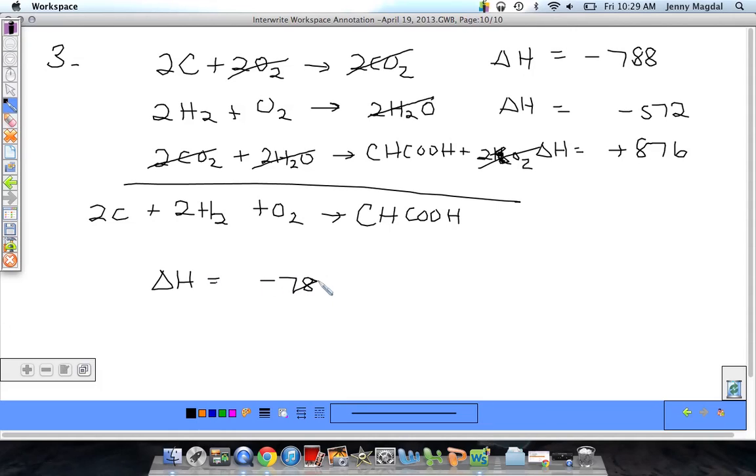Now I just need to find the sum of my delta H values. So I have a negative 788 minus 572 plus 876. I get a grand total of negative 484 kilojoules per mole. Part B is an entropy question that will not be on your exam. It was part of an old syllabus.